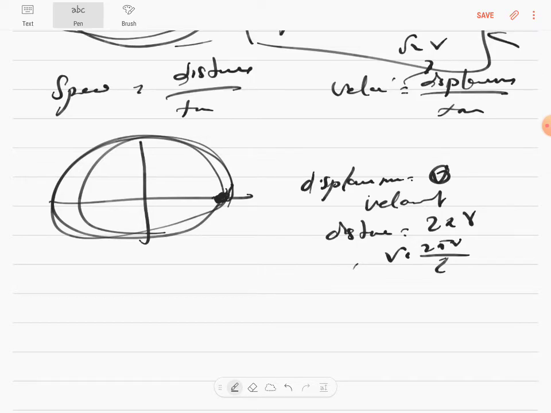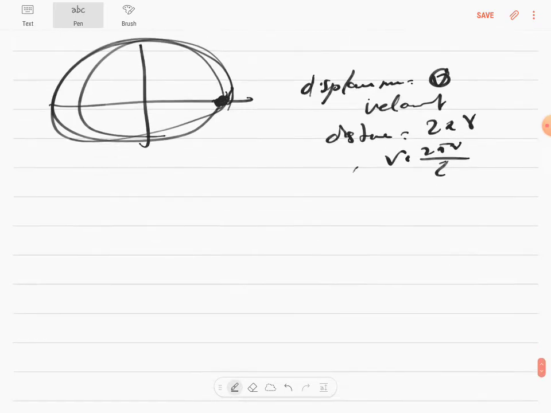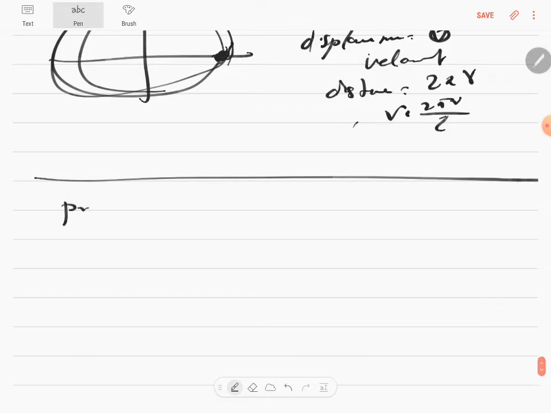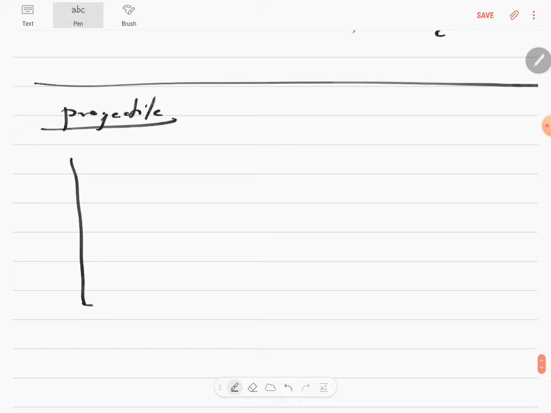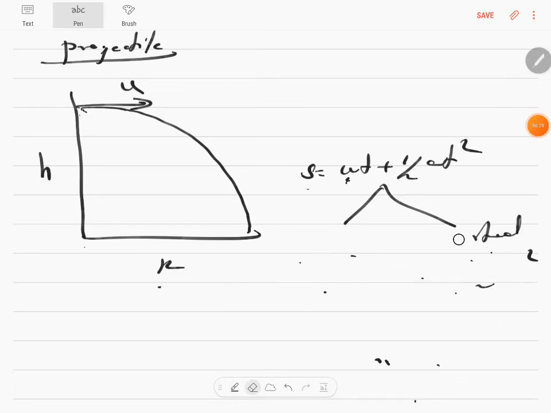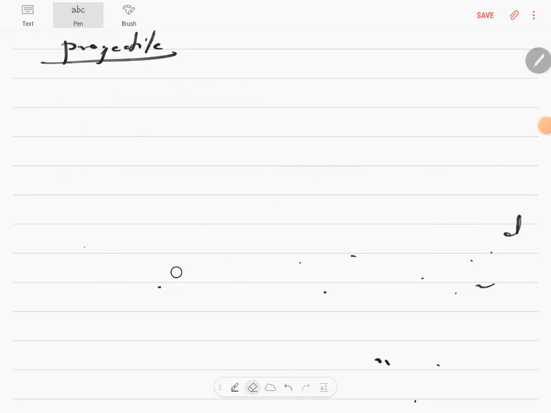So I have taken only selected sums in this. Next is projectile. After this, the second part of the lesson is the projectile. So let's talk about a projectile. Projectile is something wherein you have a body. So the next topic is projectile.